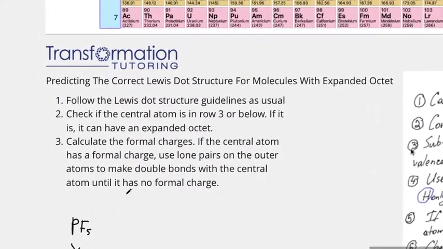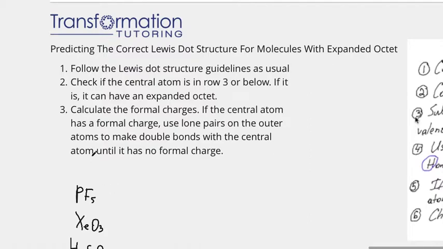Now, how would we know if there is an expanded octet? And if we need to change our Lewis dot structure, we will have to calculate formal charges, which I will show you how to do as well. And if we calculate that the central atom has a formal charge, we will have to give it double bonds.